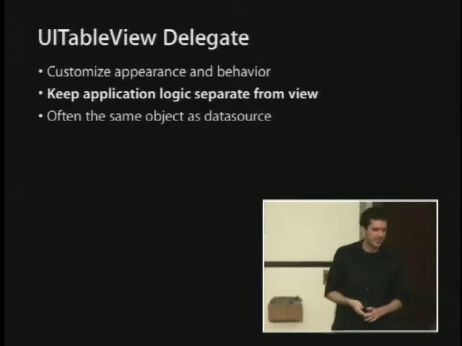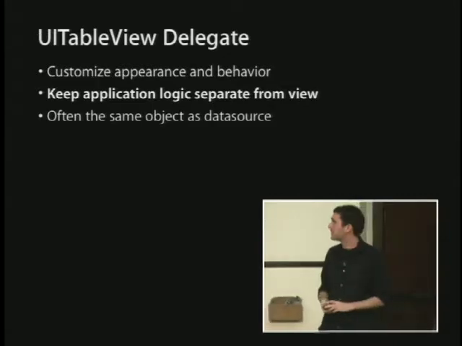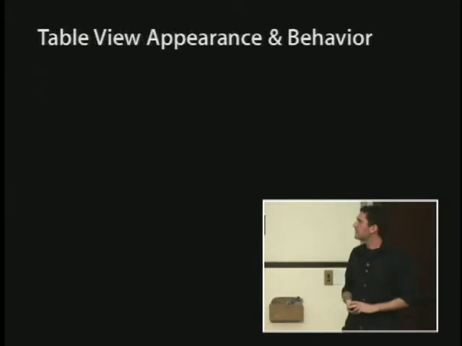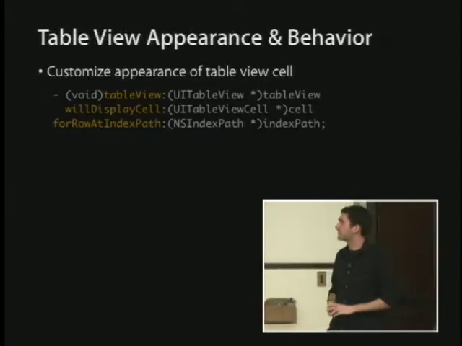And to be honest, I can't even think of a good example off the top of my head of why you do that. So for the most part, your data source and delegate are probably the same object. But they don't have to be. They could be different things. So how do we customize table view appearance and behavior?